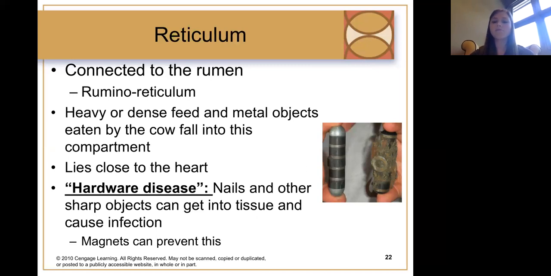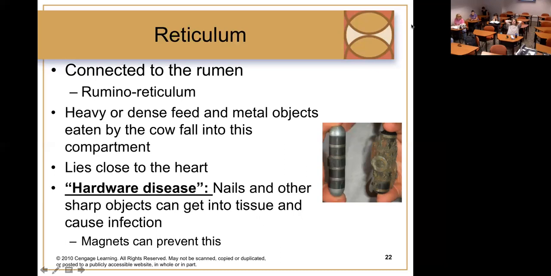So a good way to prevent this is to use a magnet that's been designated for this purpose in the reticulum. If you feed it to the cow, it's heavy and it could drop into the reticulum. And you can see in this picture, which I thought was kind of cool, a magnet that obviously hasn't been used. And then on the right, you have this magnet that was removed, maybe during slaughter or something like that. And you can see how much it actually picked up that the animal ate.